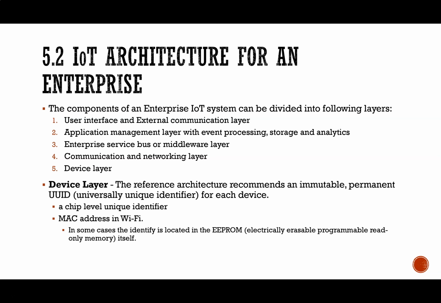This week we have defined in the textbook a reference model which breaks the enterprise IoT into layers. Five layers to be exact, that are listed here: the user interface and external communication layer, the application management layer, the enterprise service bus or the middleware layer, the communication and networking layer, and the device layer. We'll break these layers down and we'll start at the bottom of the stack with the device layer.